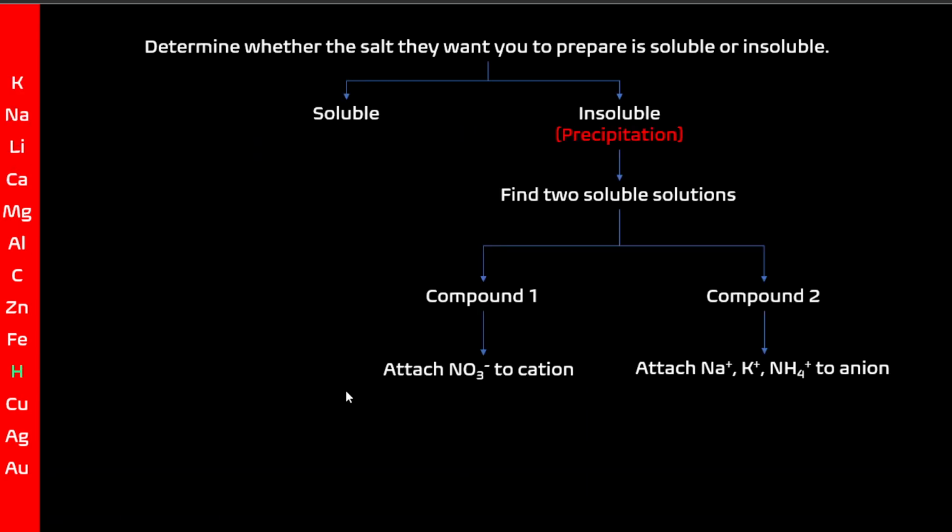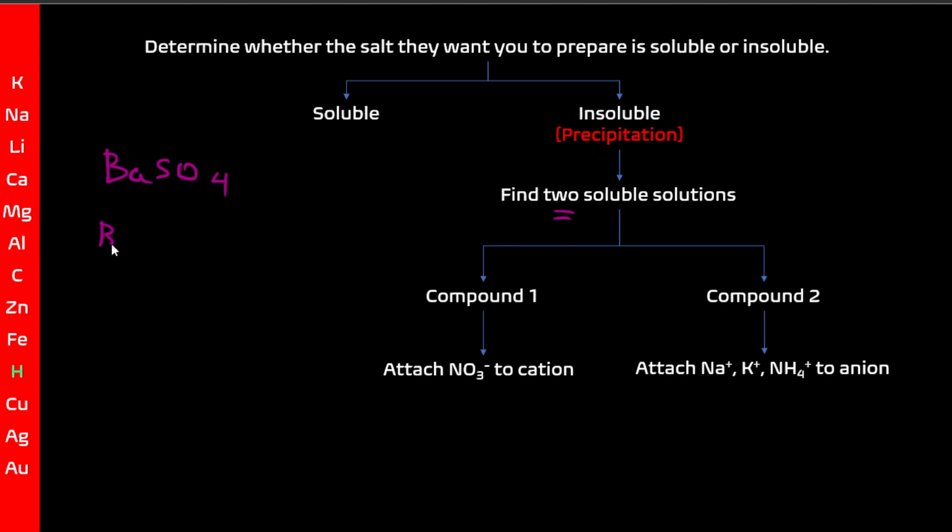Now for the insoluble salts, what you need to do is find two soluble solutions and then mix them together. That's the method that we are going to use. The question is asking you to prepare barium sulfate. Barium sulfate is an insoluble salt, so we need to find two soluble solutions.